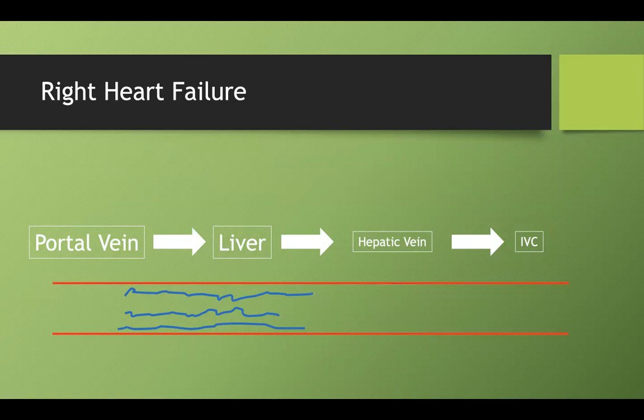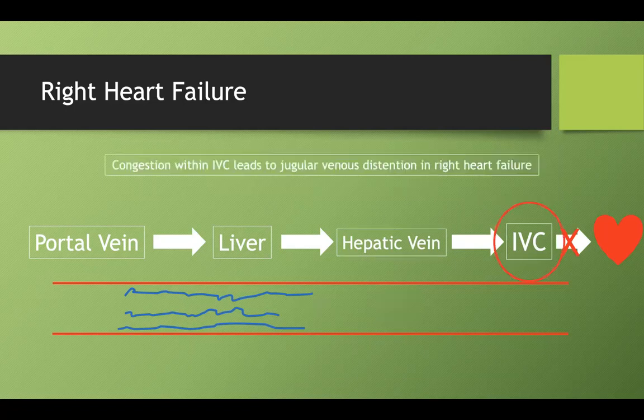Let's contrast that with right heart failure. So remember that our IVC and the SVC are the main veins that drain blood back to our heart. So here's a picture of our heart here. Let's imagine that our heart's not working at all. So if our heart's not working, then fluid will back up proximal to that as well. So in addition to liver congestion and portal venous congestion, you're going to get congestion of your hepatic vein, congestion of your IVC, and congestion of your jugular veins. And because of this congestion, you will see jugular venous distension in right heart failure.